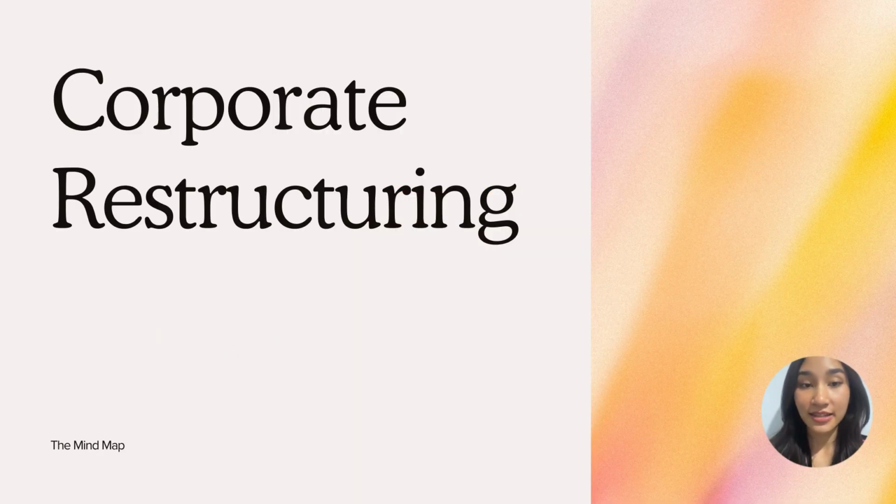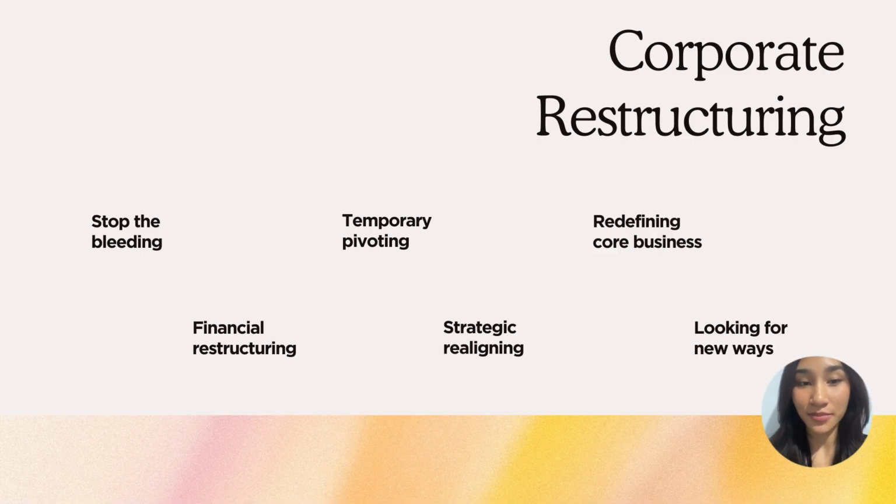Imagine a business that is facing challenges like a ship sailing through rough waters. The first step in corporate restructuring is to stop the bleeding. It's like putting a band-aid on the wounds, addressing urgent issues to stabilize the ship. Now think of financial restructuring as the ship's renovation. Maybe renegotiating debts or optimizing expenses to make sure the ship's resources are used wisely.